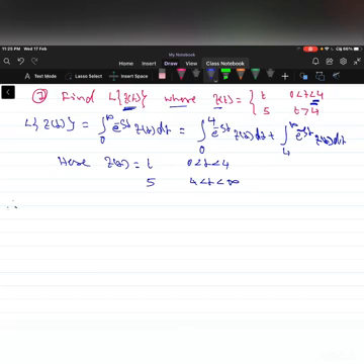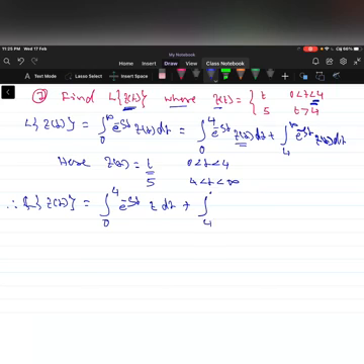So therefore Laplace of f of t is equal to integration from 0 to 4 e power minus st into, f of t is here t, into dt, plus integration from 4 to infinity, corresponding function is 5 here, e power minus st into 5 dt.